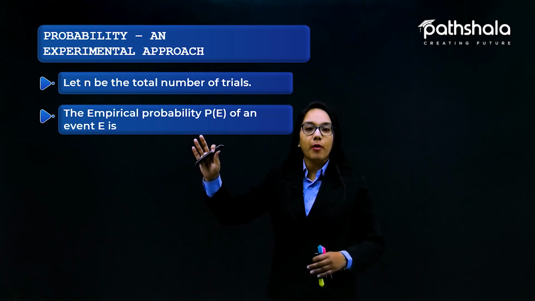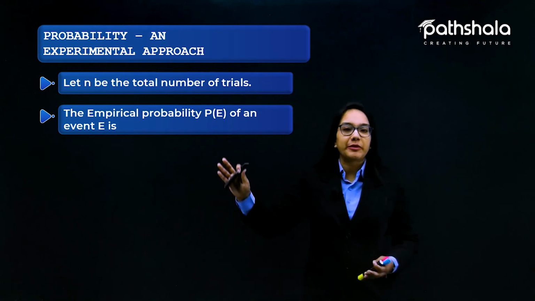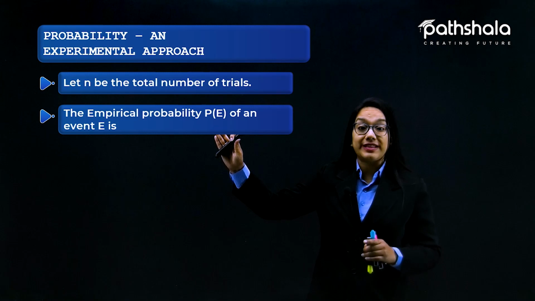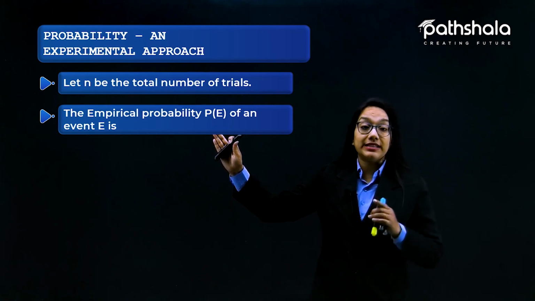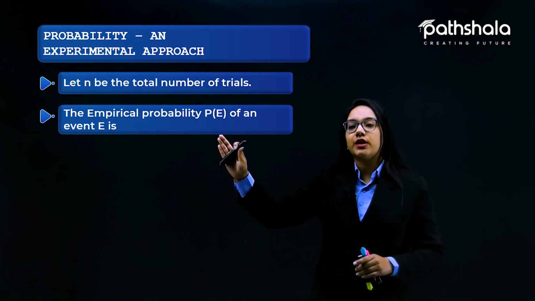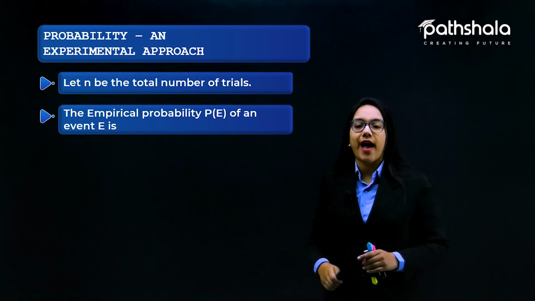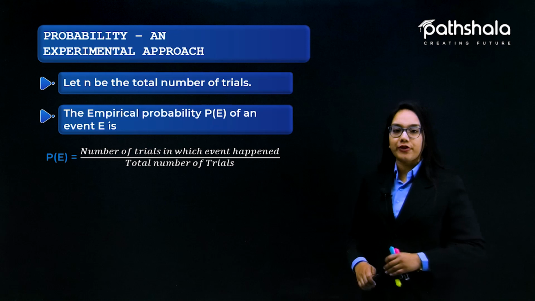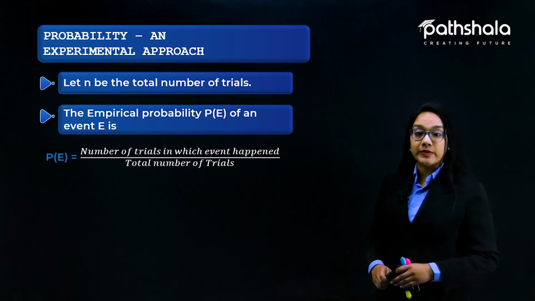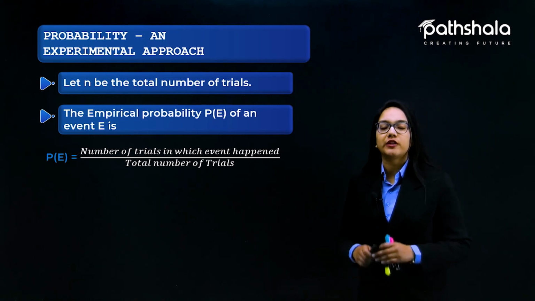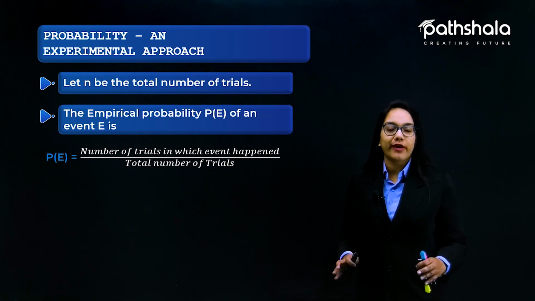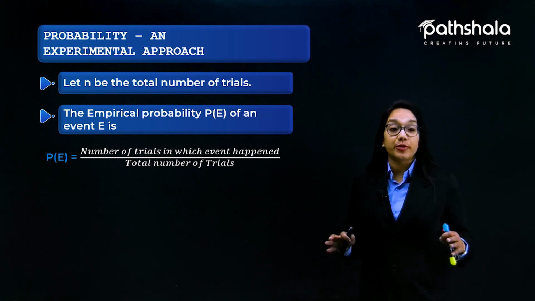So the empirical probability, or we can also say the experimental probability, is defined as P of E, where E is representing an event. The empirical probability P of E of an event is equal to the number of trials in which the event happened divided by the total number of trials. This is the formula using which we can find out the probability of any particular event.